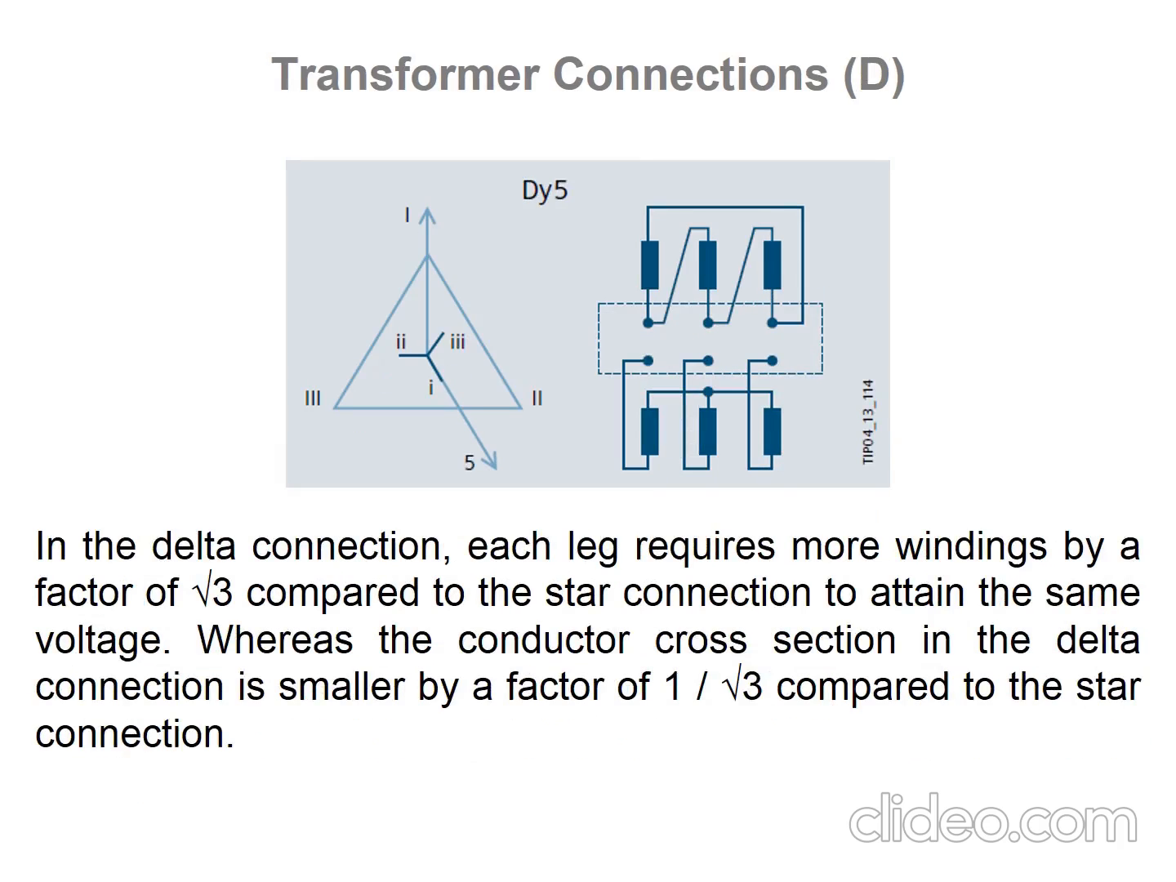Okay, this one is delta connection, and this one is star connection. In the delta connection, each leg requires more winding by a factor of square root 3 compared to the star connection to attain the same voltage. For the star connection, the voltage for single phase and three phase is the same, but for delta connection, the voltage for three phase and single phase is not the same.